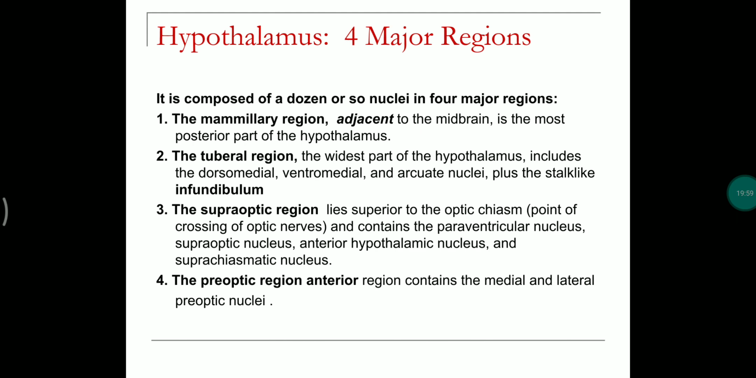And coming to the hypothalamus, which consists of four major regions: mammillary region, tuberal region, supraoptic region, and preoptic region. The mammillary region is the most posterior part of the hypothalamus. The tuberal region is the widest part of the hypothalamus, which also has a stalk-like structure called the infundibulum. The supraoptic region is superior to the optic chiasm, and the preoptic region consists of preoptic nuclei.